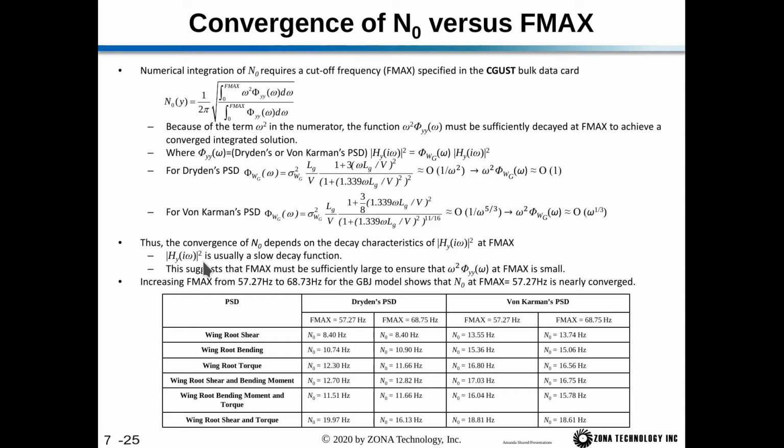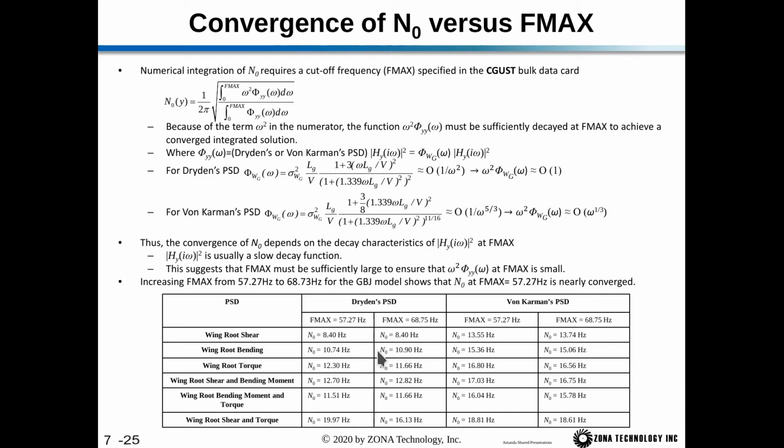Now, hy squared is usually a slow decay function, so this suggests that Fmax must be sufficiently large to ensure that omega squared times phi yy of omega at Fmax is small. So if we increase Fmax from 57.27 Hz to 68.73 Hz for the GBJ model, this shows that N naught for the 57.27 Hz Fmax is nearly converged.